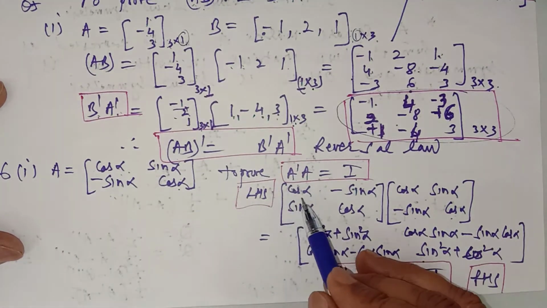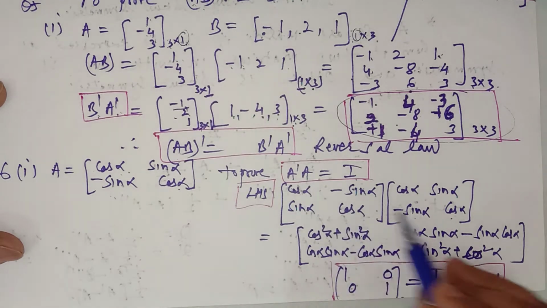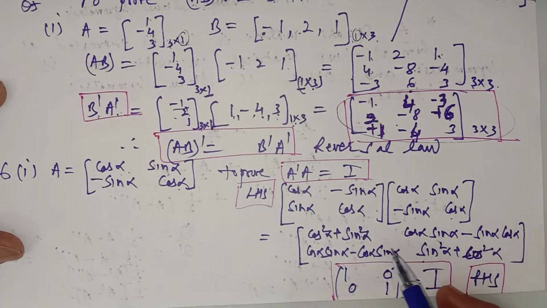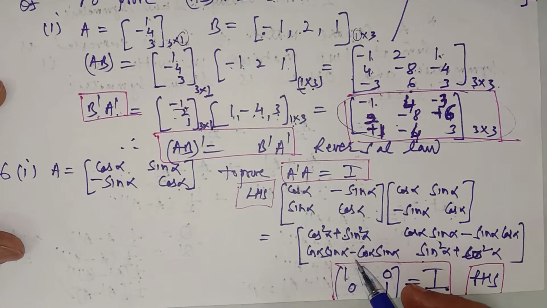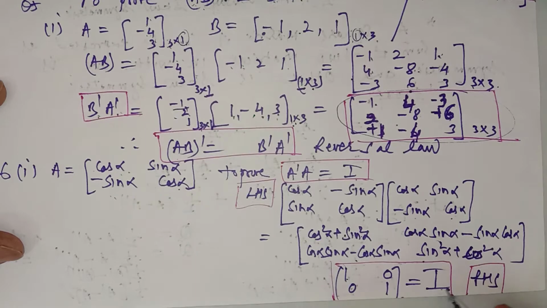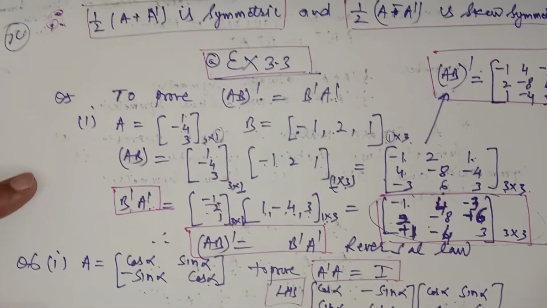So multiply these two matrices: cos square alpha plus sin square alpha, cos alpha sin alpha minus sin alpha cos alpha. You are getting sin square alpha plus cos square alpha is 1, sin alpha cos alpha minus sin alpha cos alpha is 0. This is also 0 and this is equal to 1, which is the identity matrix.